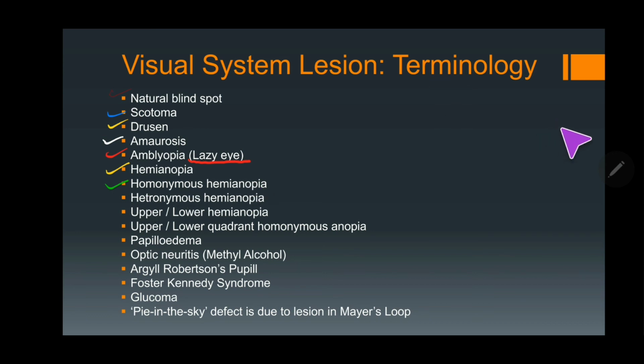Now heteronymous hemianopia means you're not seeing in half of the visual field, but in different directions. Like from the right eye you're seeing in the medial side, on the left eye you are able to see on the medial side, but the temporal half of the visual field of both the eyes is occluded. So that means you are able to see in different directions with both the eyes.